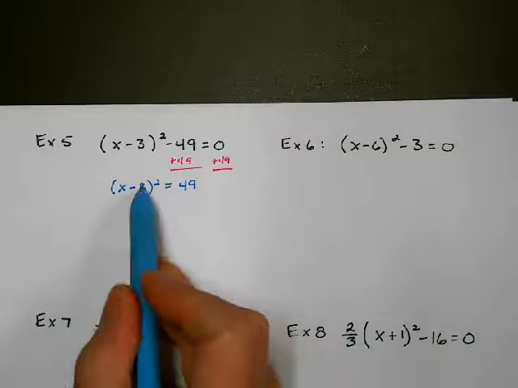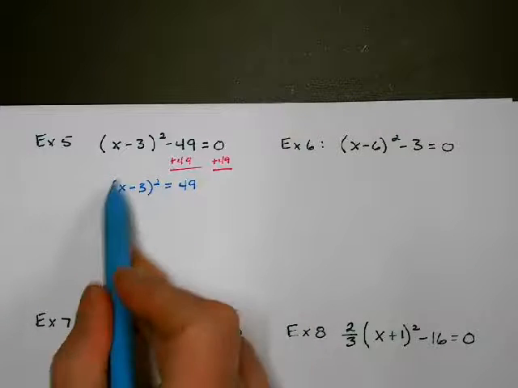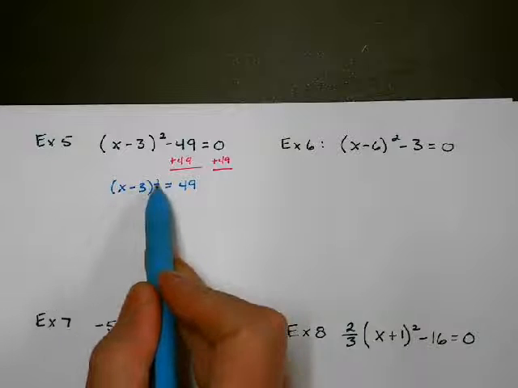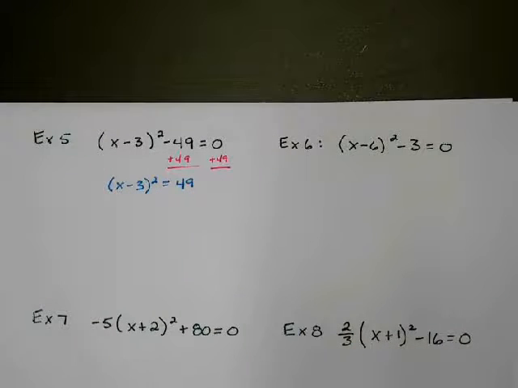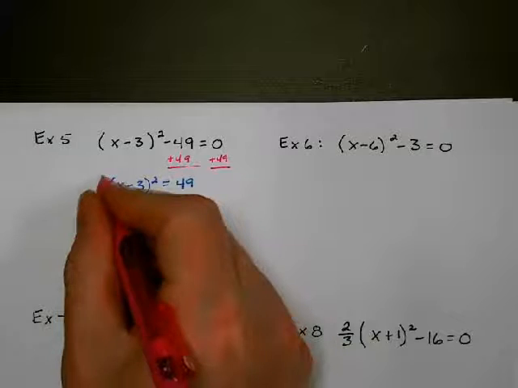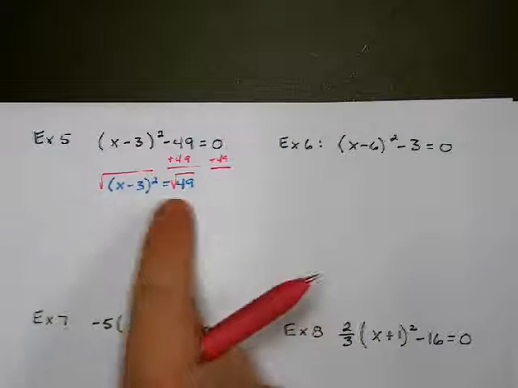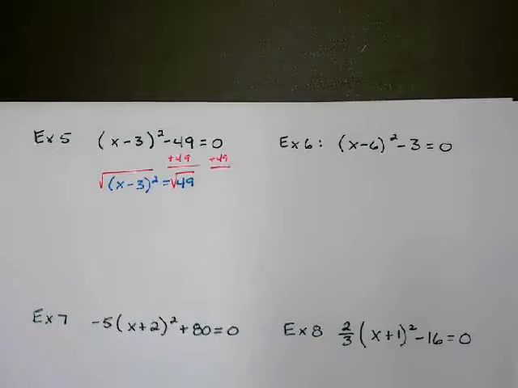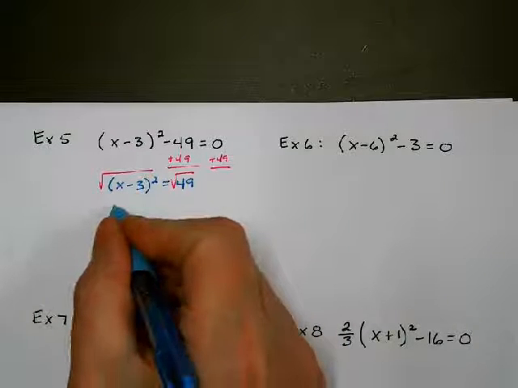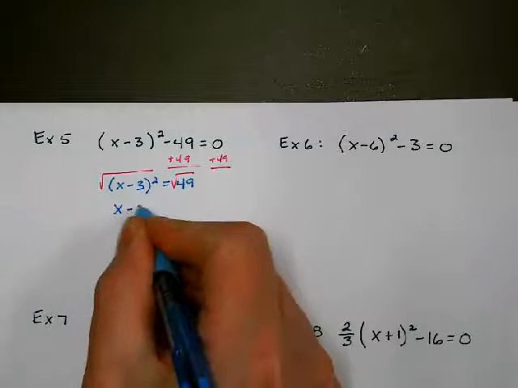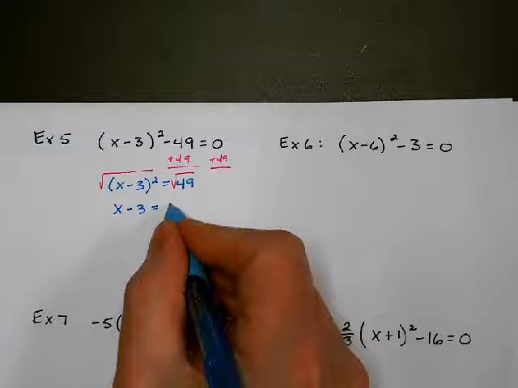So this is the squared portion here because I've got x minus 3 squared. Now I'm going to take the square root from both sides. So I take the square root of this side and the square root of this side. Remember, every time we take the square root of both sides, we have to include the plus or minus sign. So I get x minus 3 is equal to plus or minus, and then the square root of 49 is 7.